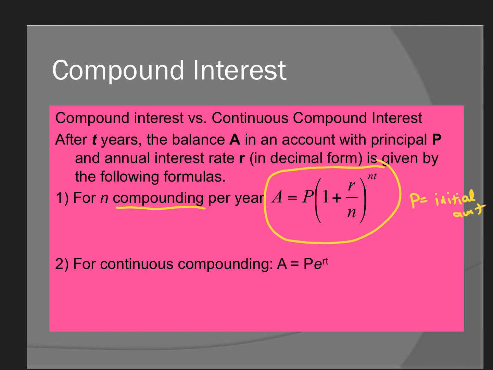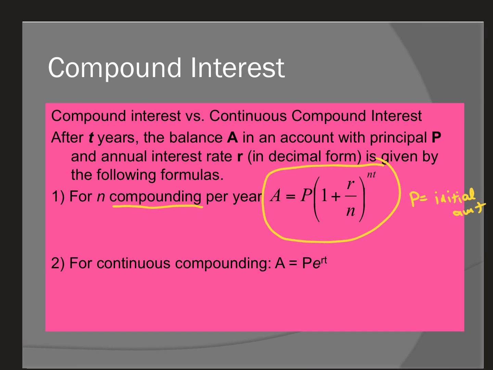The next thing that you're going to talk about is your time. Time is what? In years. If it tells you 6 months, how many years is that? Half of a year. Okay, good. Everything is in terms of years.